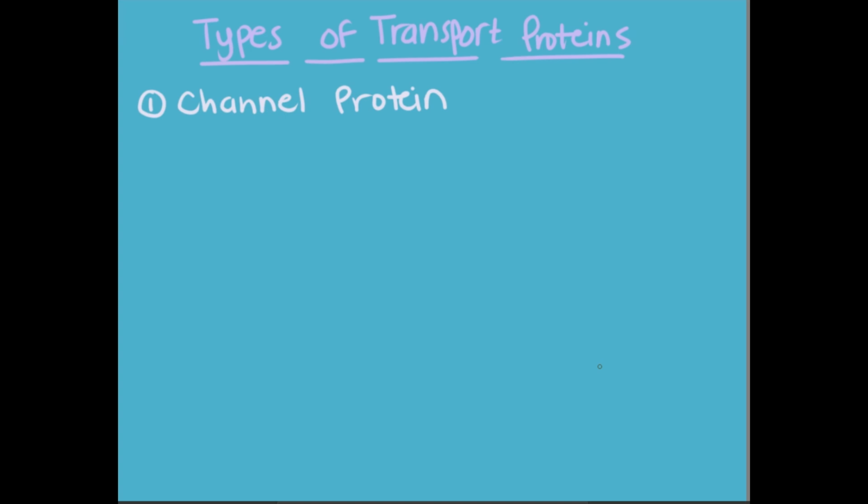Our channel protein is used to allow molecules to pass without the use of energy, hence passive transport. So no energy, passive transport. Water is a perfect example of this. So in our cell membrane, we have these channel proteins called aquaporin.